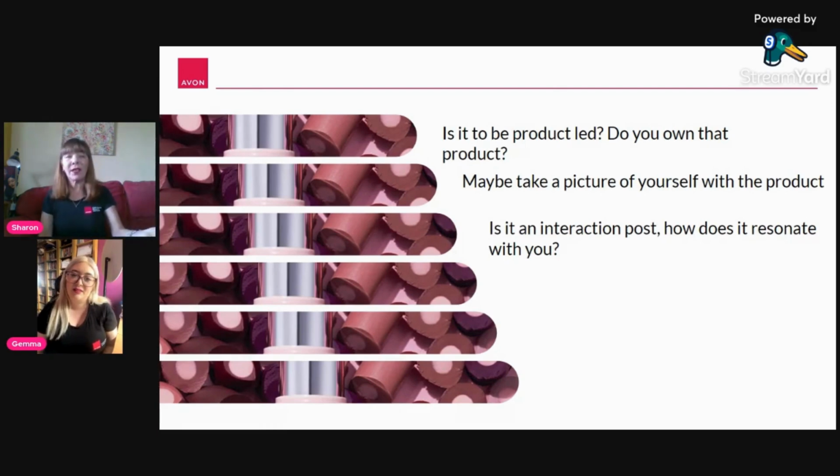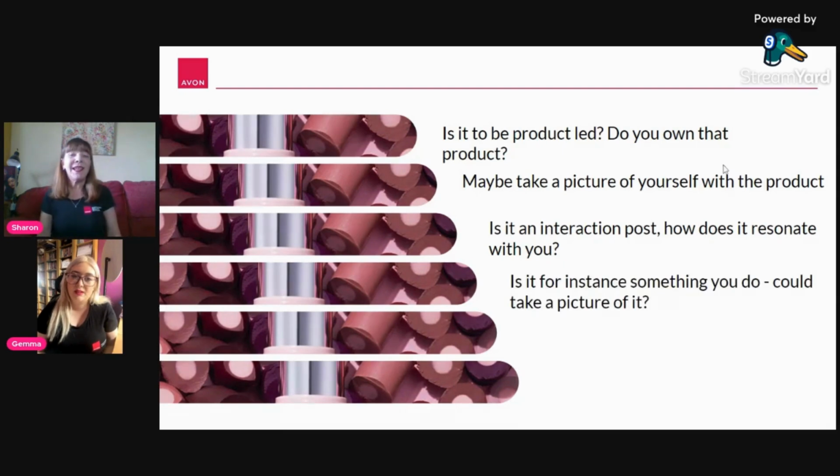How does it resonate with you? So it could be like the pizzas. I definitely would not have a pineapple anywhere near my pizza. No, not happening in my world. The same with nuts. Nuts in cooking. Definitely not. Can't be doing with it. So you've got to think about, does it resonate with you? How does it resonate?